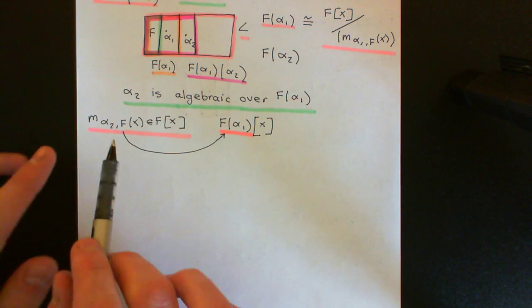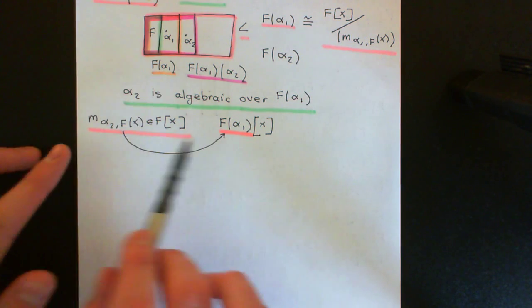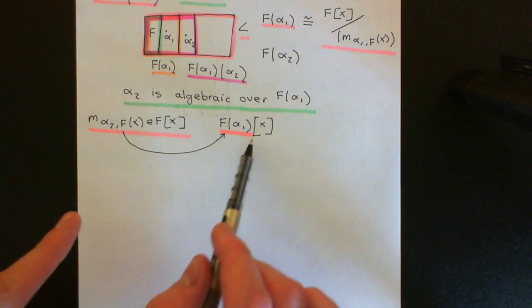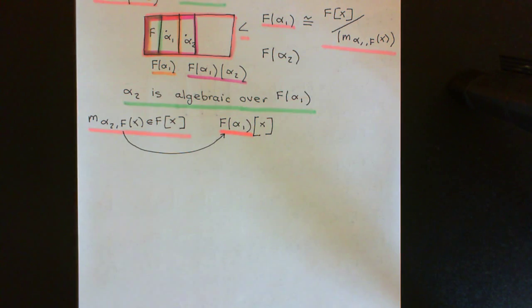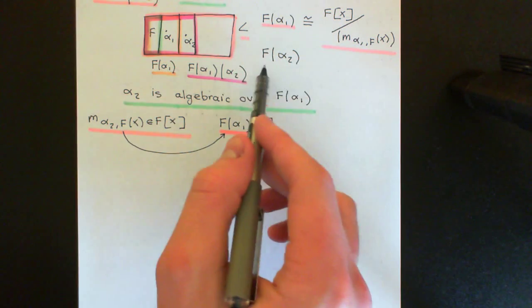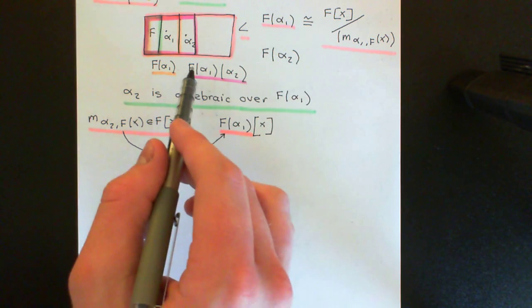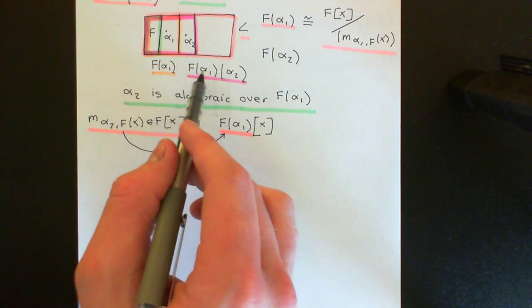So that means that there is still going to be a polynomial in here, at least one anyway. There's going to be actually loads of them, but at least one polynomial in here for which alpha 2 is a root, okay, and therefore alpha 2 is going to be algebraic over that field extension of F. Okay, so very, very simple argument. If alpha 2 is algebraic over F, then alpha 2 is certainly algebraic over a field extension of F. Absolutely easy.